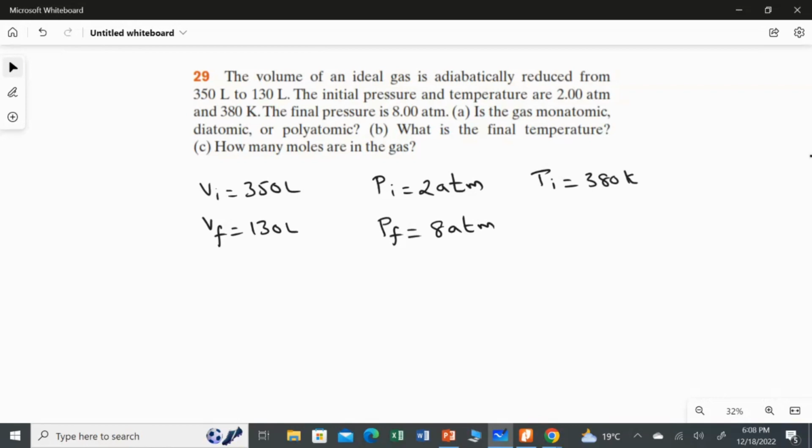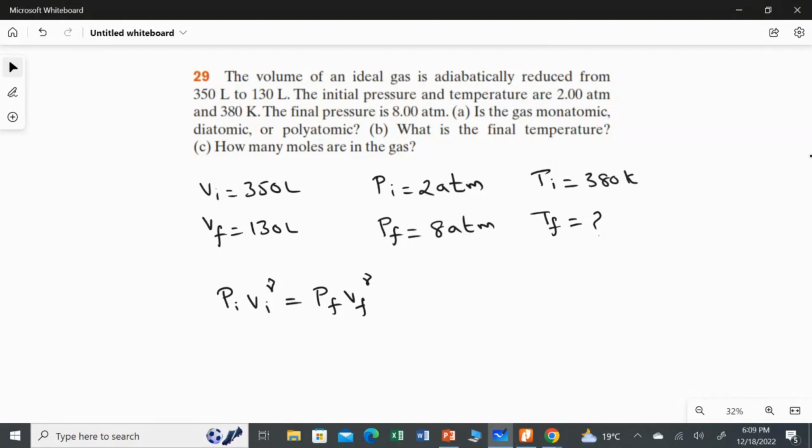Now we have to answer whether the gas is monatomic, diatomic or polyatomic, and in the second part we are going to find its final temperature. For the first two questions, I am going to write two relations which are very important for an adiabatic process. Clear? The first one relates pressure with volume: Pi Vi^gamma equals Pf Vf^gamma.